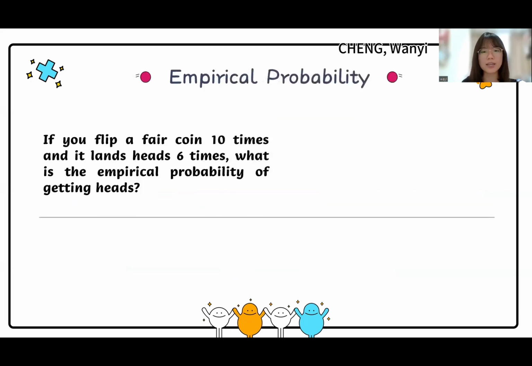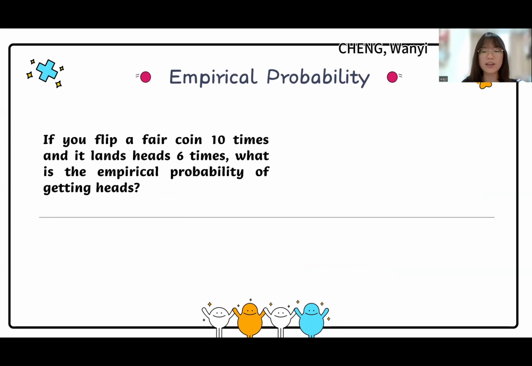The second type is empirical probability. Empirical probability is based on observed outcomes in a sample or experiment. Like this example, we know that we already flipped a fair coin 10 times and it landed heads 6 times. So, how can we calculate the probability of getting heads?